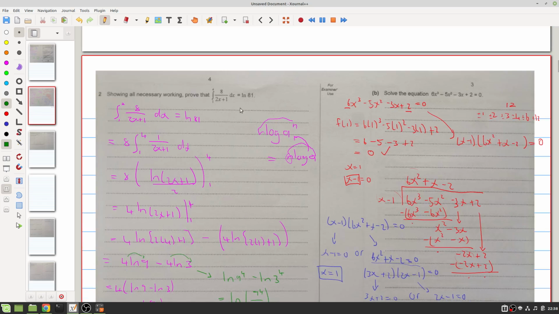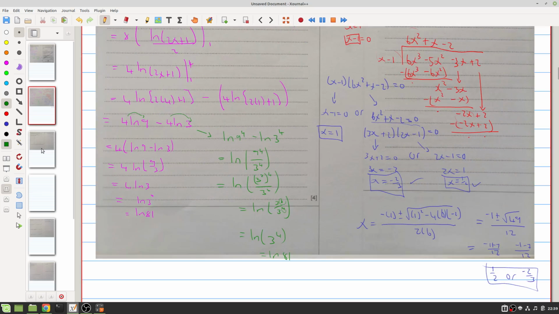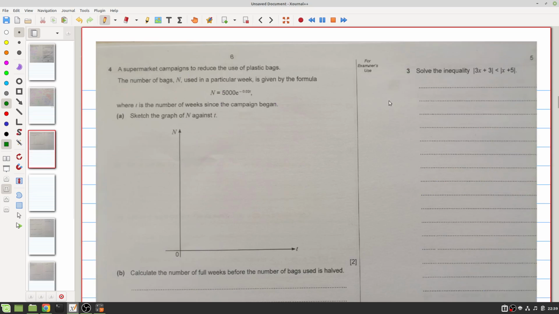So the big thing here is to know that if you've got 1 over something, if you integrate that, it becomes ln of that thing. And then we also have to remember with the chain rule to divide our answer by the derivative of the inside part. Okay, next up, question 3.